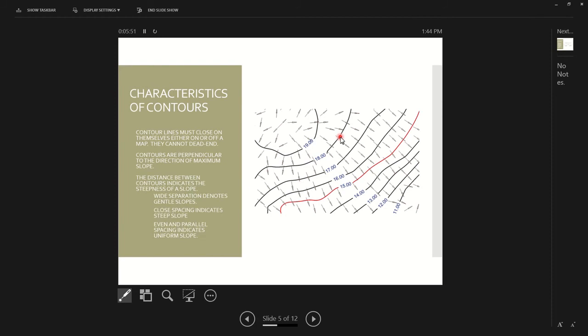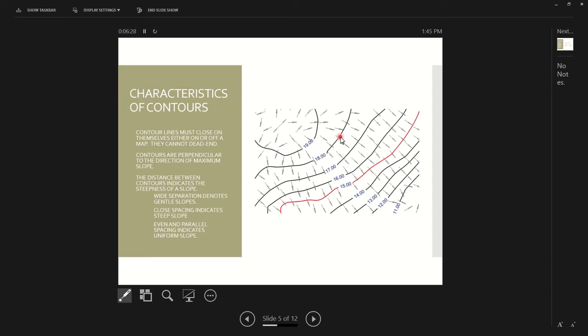Distance between contours indicates the steepness of the slope. So the wider apart the contours are, the more gentle the slope. The closer they are together, the steeper the slope. As you can imagine, out in the Rocky Mountains, the slope is very, very steep in some of the mountain areas, so you get contours that are smashed right together, even on top of each other. Whereas in farmers' fields, like around here, they are spread a lot further apart because the elevation relief does not change drastically.